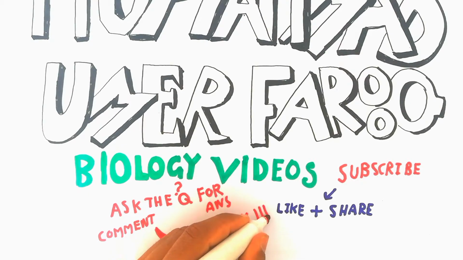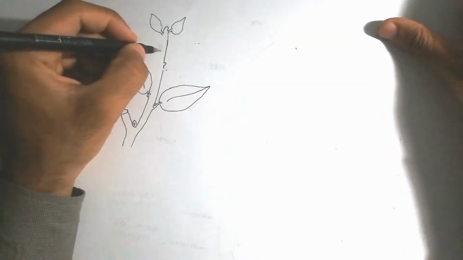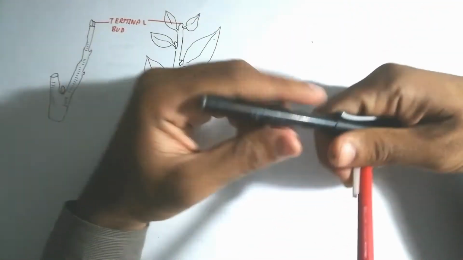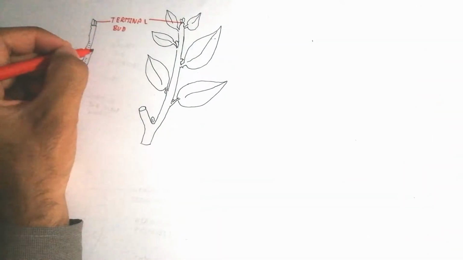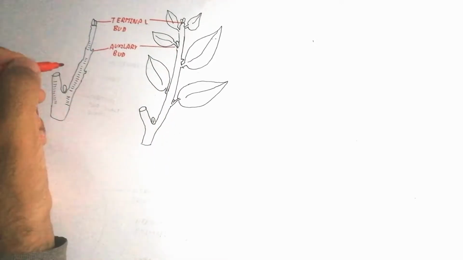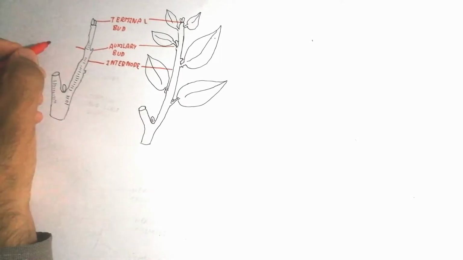So in this video we will talk about the plant stem anatomy. The plant stem is part of the shoot system. Stem supports the leaves for photosynthesis and maintains the plant's erect structure, sustaining it in the atmosphere. The stem is made up of vascular bundles containing xylem and phloem, epidermis, and cortex. We will discuss these here.